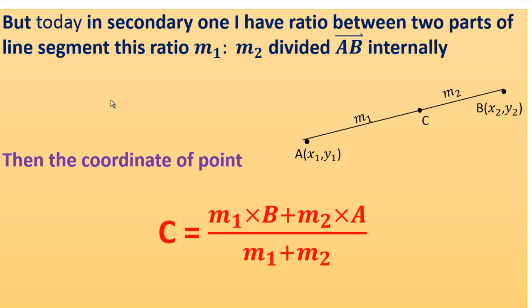Again, I have now two points, A and B, a line segment. We want to divide it by the ratio M1 to M2 by point C. What is the coordinate of C? My rule is C equals M1 times B plus M2 times A, over M1 plus M2, the sum of the two ratios. How come that?